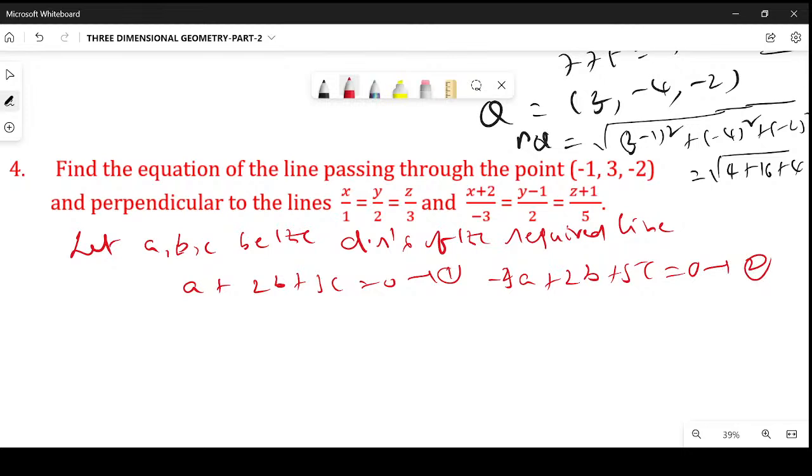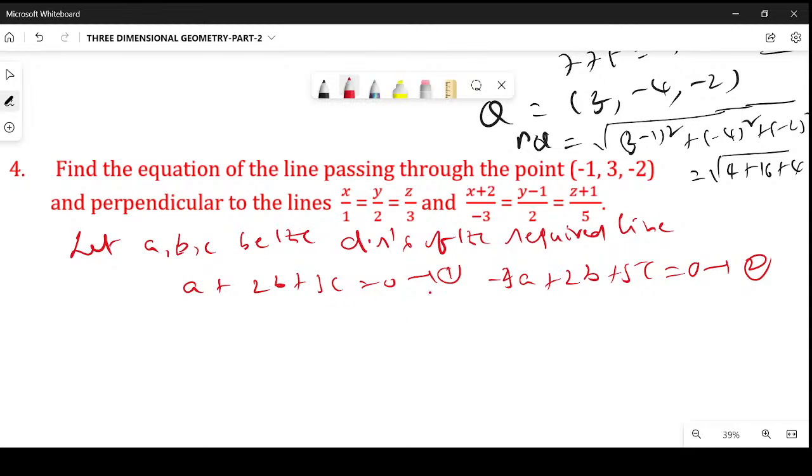I should solve 1 and 2 to find the proportion, that is the A, B, C values. Once we find A, B, C, it is easy. Generally, if we find the cross product of these two, we get the A, B, C values. That option is also there.